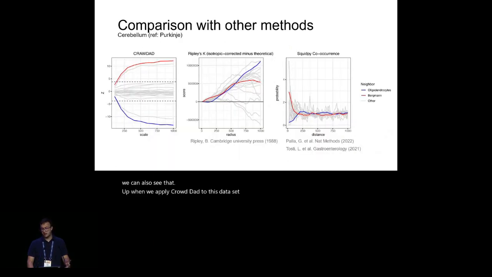When we are comparing crawdad to other methods, we see that now we're looking at the Purkinje cells as the reference. We see the Bergmann glia are colocalized because they have a positive z-score. The oligodendrocytes are separated because they have a negative z-score. But this distinction is not as clear in the other methods. And this is essentially because while crawdad preserves the same neighborhood and changes the background, the other methods preserve the same background but change the neighborhood sizes. So the results are different, as you would expect.